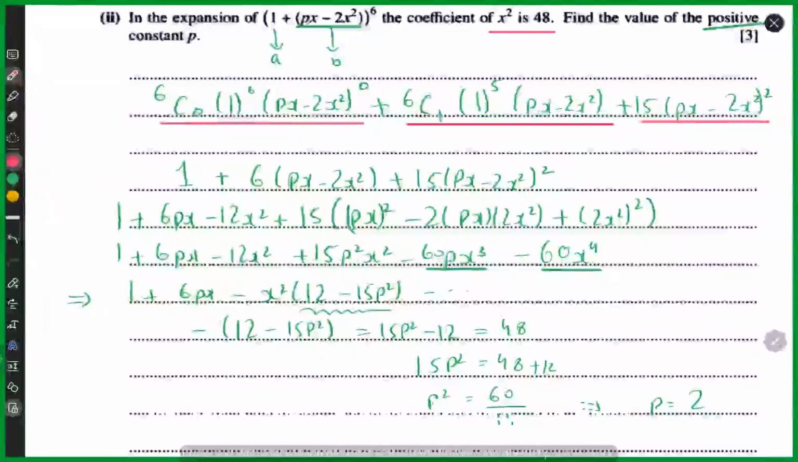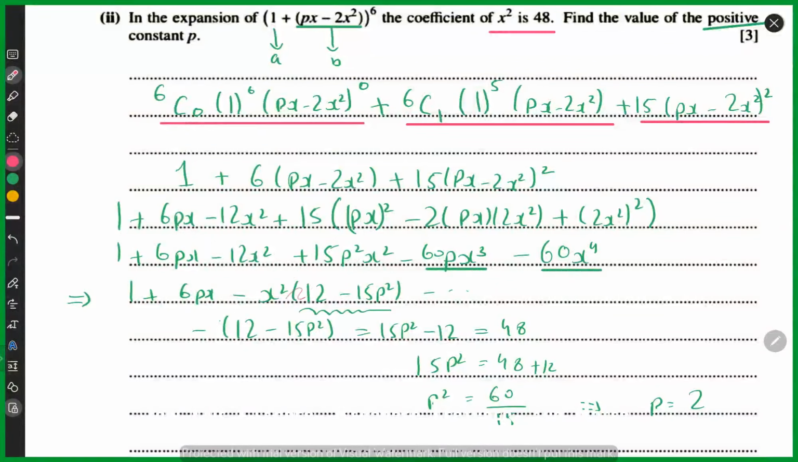And this is what I got. And then I just multiplied 6 and multiplied 15 and I got this. And at this point, I was able to see the constant term, the term with x, the term with x squared, the term with x cubed, and the term with x power 4.